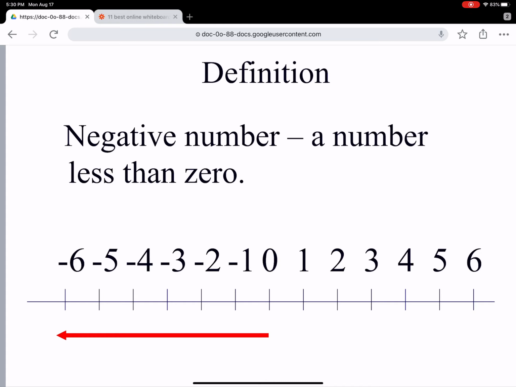And we know that it's smaller than 0 because it's all to the left of 0. Okay, notice that on this number line, here I have 0 right here, and everything to the left of 0 is all negative numbers. And on the right of 0 is all positive numbers. Okay?